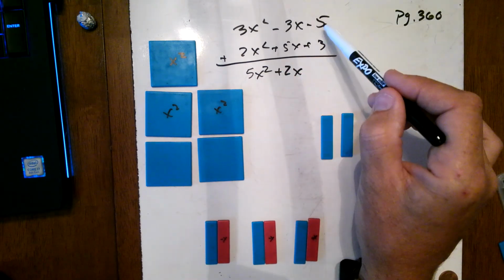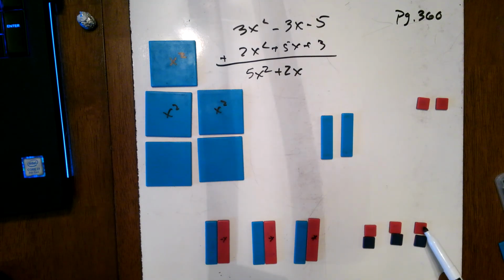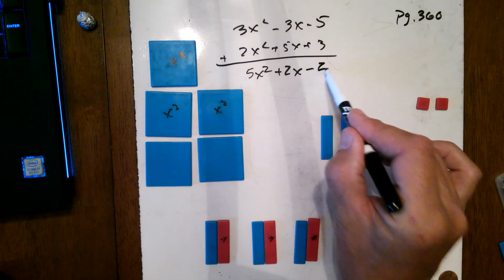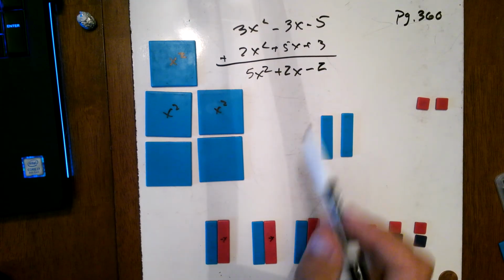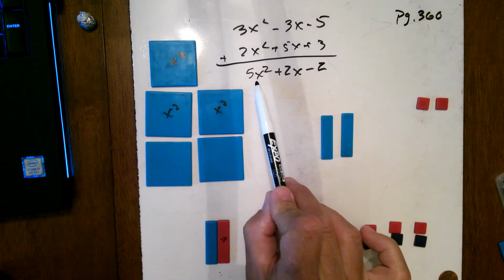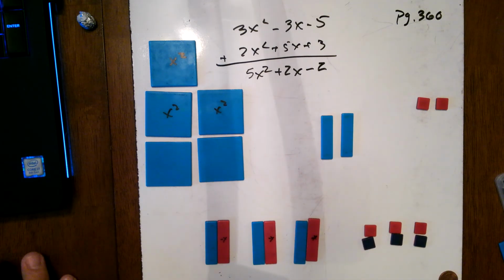I took my negative 5 squares, 1, 2, 3, 4, 5, and added the 3 positives and made the zero pairs down here. What was I left with? I was left with 2 negatives. So my answer when taking the two polynomials and adding them together is 5x squared plus 2x minus 2.